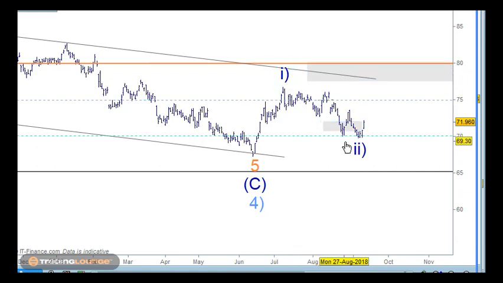This here, I've always sort of considered a corrective move down, and that's because this here counts well as an A wave, a B wave and a C wave to here.